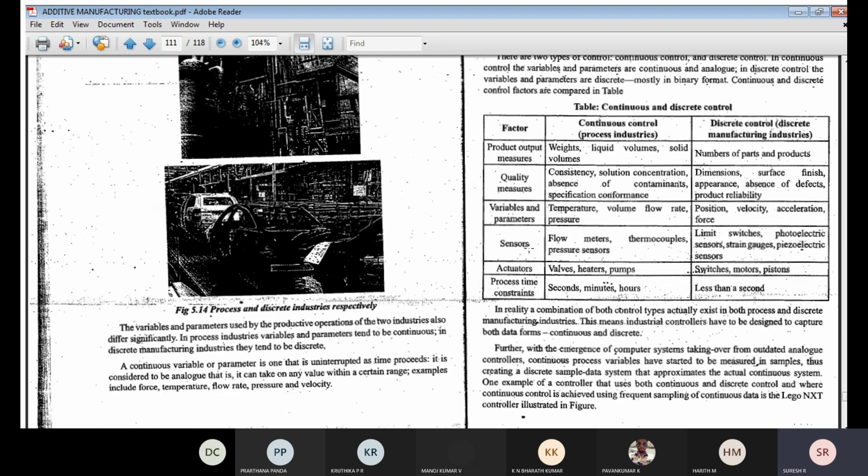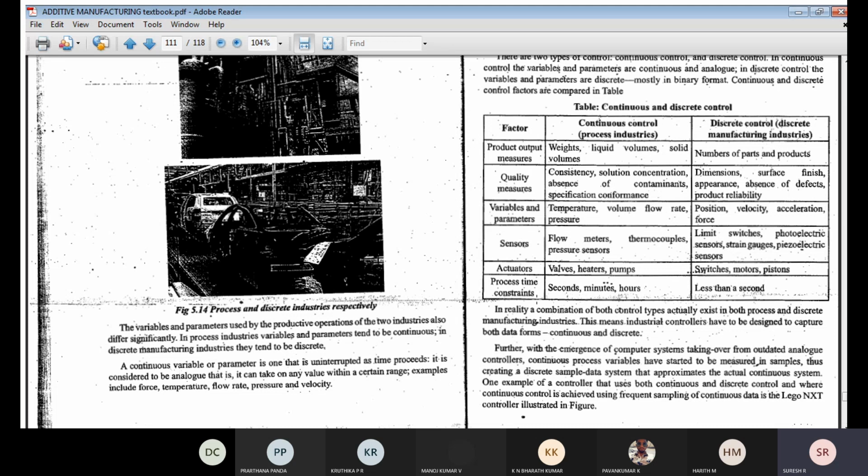Next, the sensors. In the continuous control system, we use flow meters, thermocouples and pressure sensors. Whereas in the discrete control system, we use limit switches and strain gauges, small sensors. These are the sensors employed in the two different industries. Next, the actuators are the valves, heaters and pumps in the continuous control system, whereas in the discrete control system they are switches, motors and pistons.